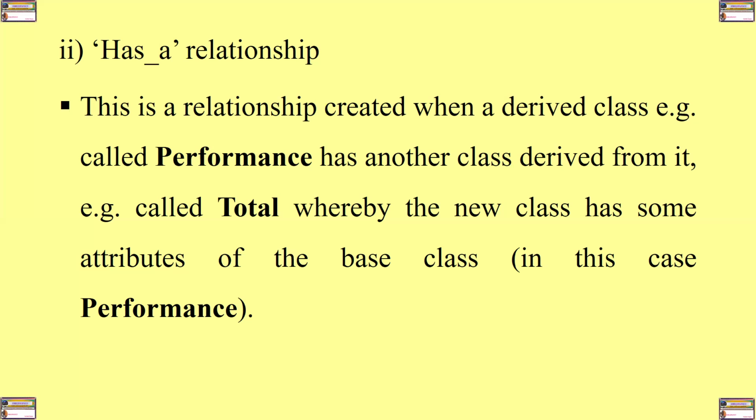In fact, the class called total has some attributes that are similar to the class called performance, even though this class called total may have its own attributes that are not found in the other class, for example, the class called performance.